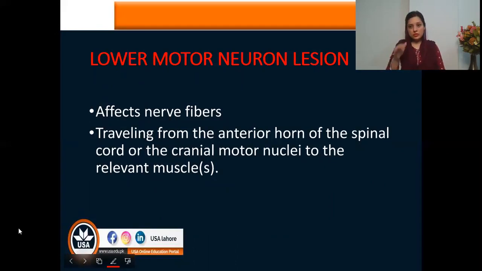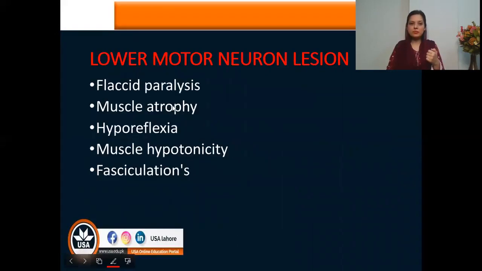Coming towards the topic of discussion, that is lower motor neuron lesions. Basically, they affect the nerve fibers that convey the message from the CNS to the muscle, traveling from the anterior horns of the spinal cord or the cranial motor nuclei towards the relevant muscles. So these lesions affect those nerves. Let me tell you a few signs and symptoms that occur due to lower motor neuron lesions: flaccid paralysis, muscle atrophy, hyporeflexia, muscle hypotonicity, and fasciculation.